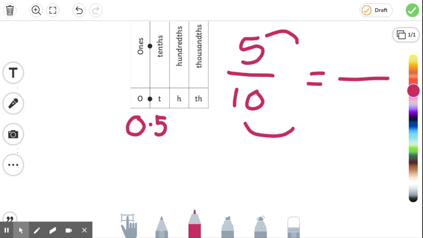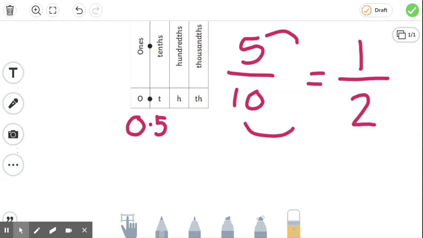So if we divide the top by 5, we get 1. And if we divide the bottom by 5, we get 2. And when we look at that fraction, we will know that that is a half. So 0.5 converts to 5 out of 10, which is the same as a half.